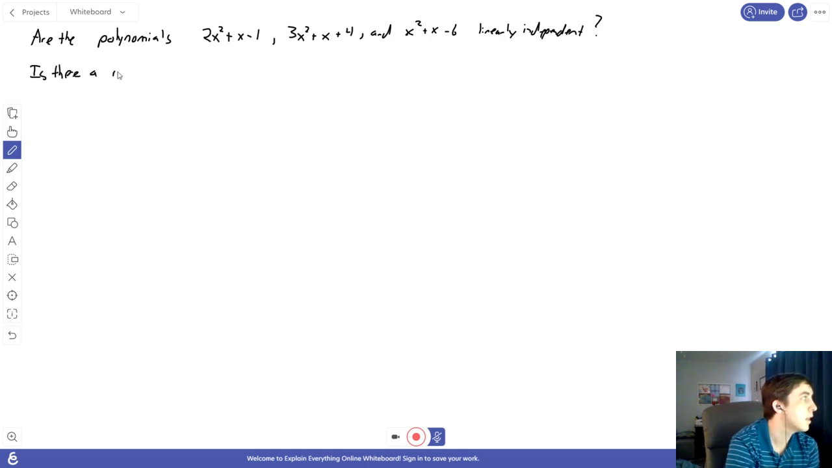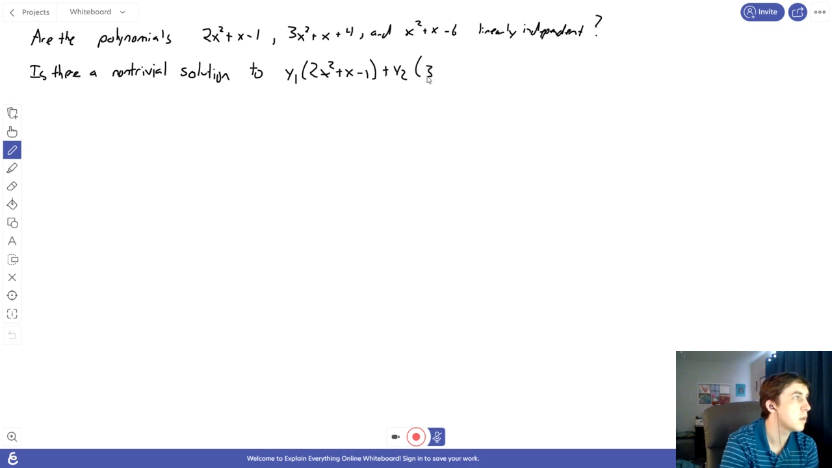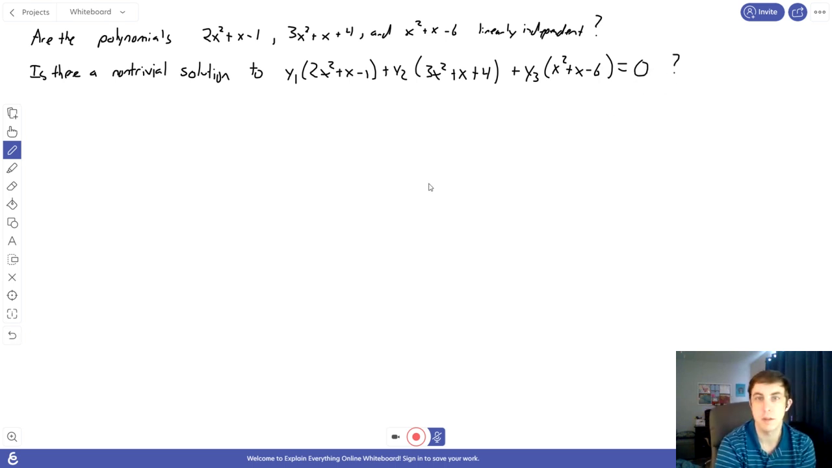So is there a non-trivial solution to, I'm not going to use x variables here because we have all these x's floating around, y1 times 2x squared plus x minus 1 plus y2 times the second one, 3x squared plus x plus 4, plus y3 times x squared plus x minus 6. So is there a non-trivial way to build the zero polynomial out of these three?